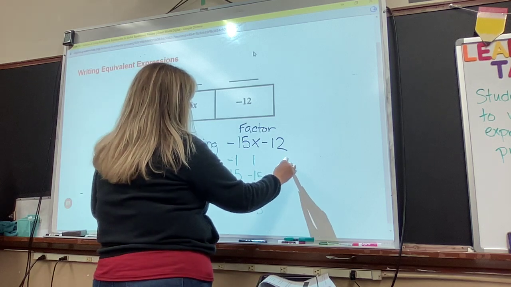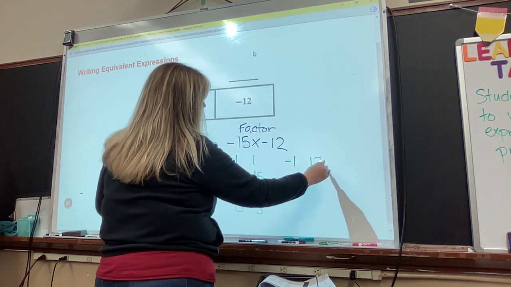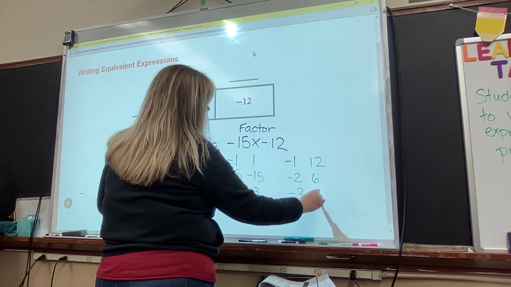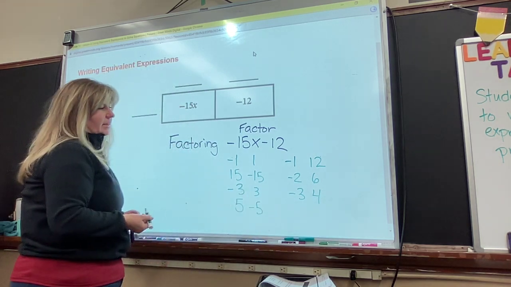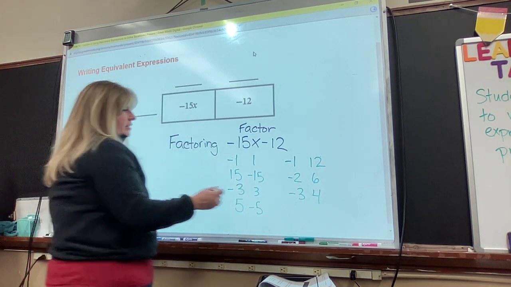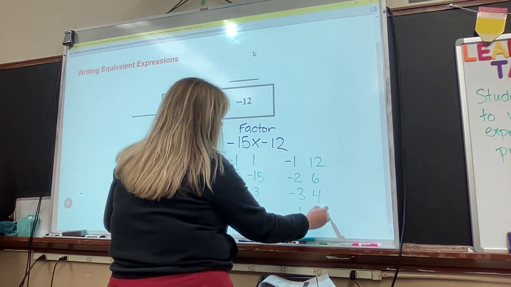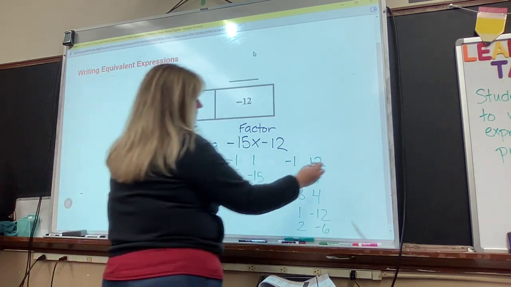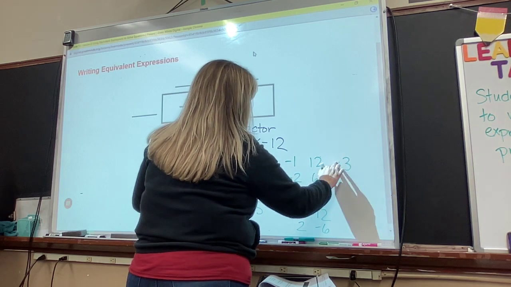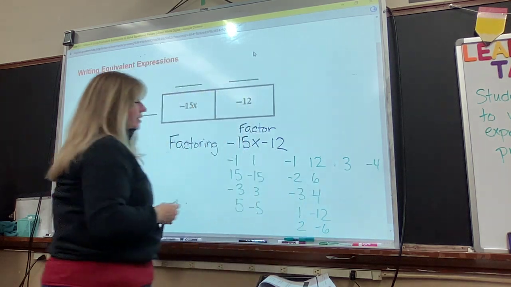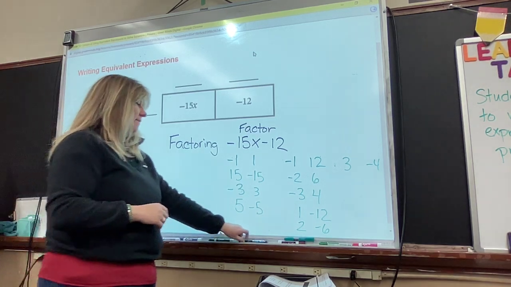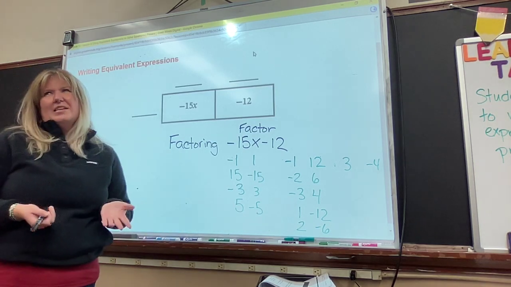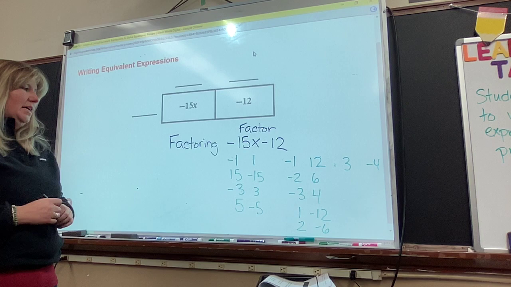And then the same thing for negative 12: negative 1 and 12, negative 2 and 6, negative 3 and 4. And then I could say the opposite is true, all of the reverse, like a positive 1 and a negative 12, positive 2 and a negative 6, a positive 3 and a negative 4. So I'm looking for the greatest common factor between both of those. And when we say greatest common factor, I really want to also include that negative sign, potentially.